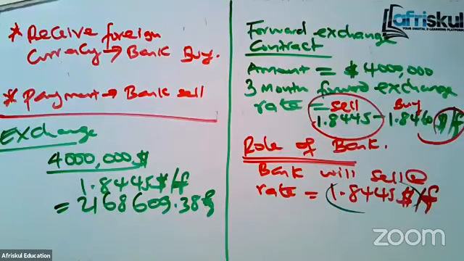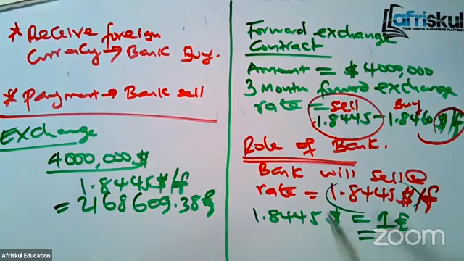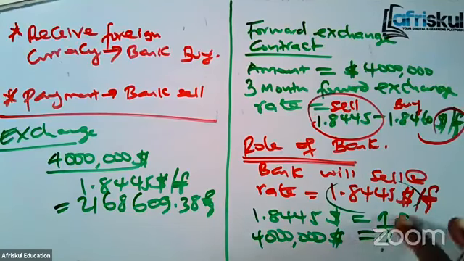Whether you should divide or multiply, you can do it in our manual, traditional way, where you say $1.8445 equals 1 pound. How about in this case here, $4 million? Once you do that, we'll be able to see through cross multiplication, this times that divided by, you'll be able to get that.